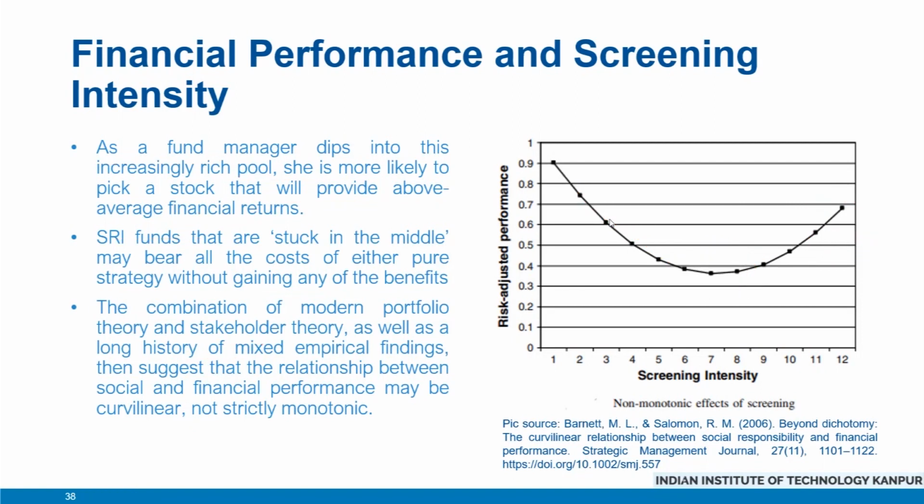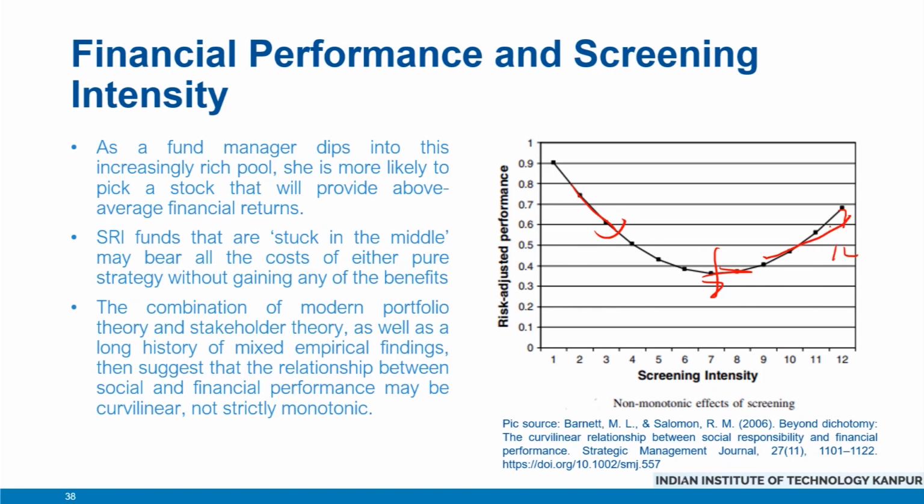Relationship which is sort of curvilinear. Now we can interpret this graph. Here the risk adjusted performance declines at first as screening intensity increases, reaching a minimum at around 7 screens, but then it increases continuously and it reaches a maximum around 12 screens.